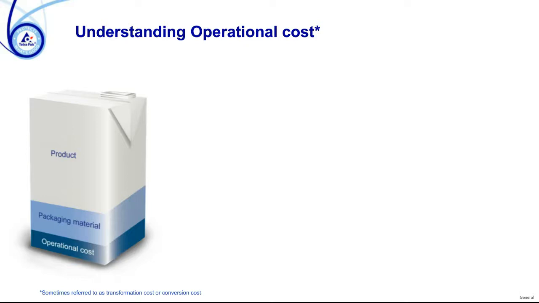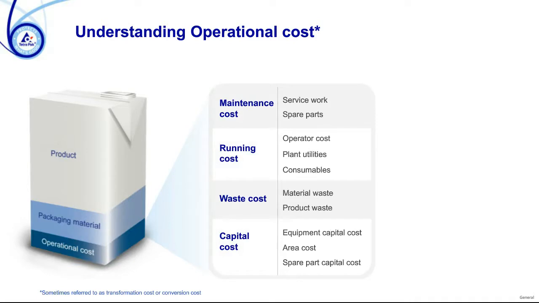So the total cost of a sellable pack can be split into these three components: product, packaging material, and operational cost. Operational cost in itself is made up of these four items, namely maintenance cost, running cost, waste cost, and capital cost. And we call these components cost items.